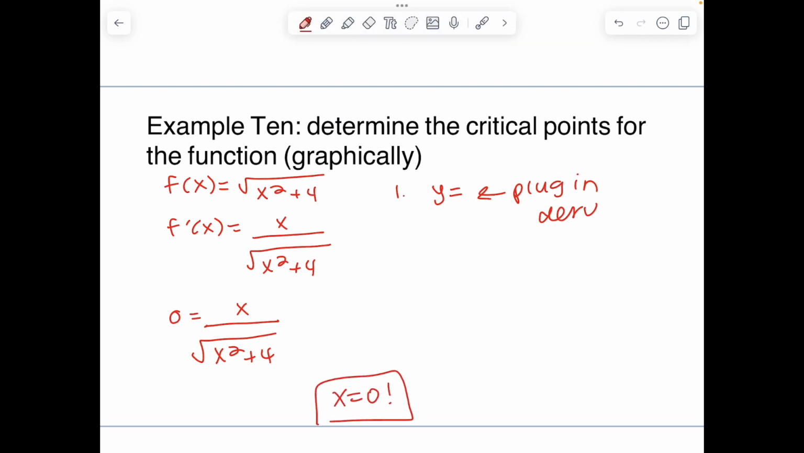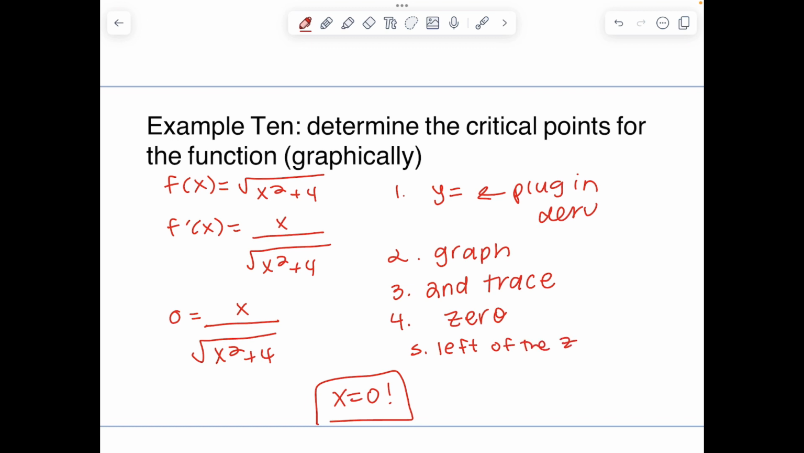So the first one is you plug in the derivative. Second one is you go to the graph. Third one is you press second trace. Fourth is you press zero. Fifth step is you go left of the zero and you press enter. Then you go right of the zero and you press enter twice. And then you have your answer. So that's how you do those ones.